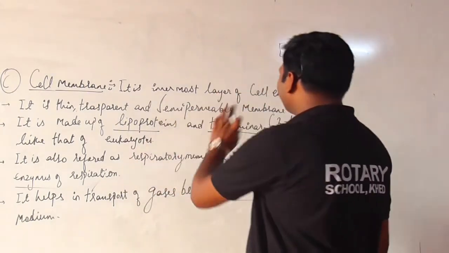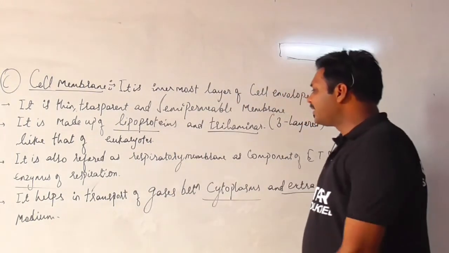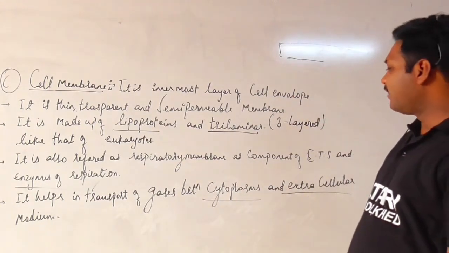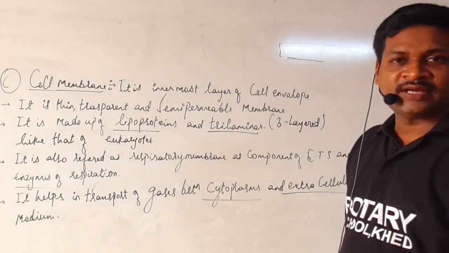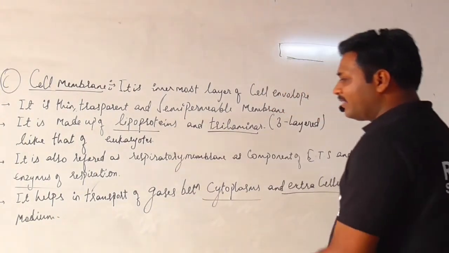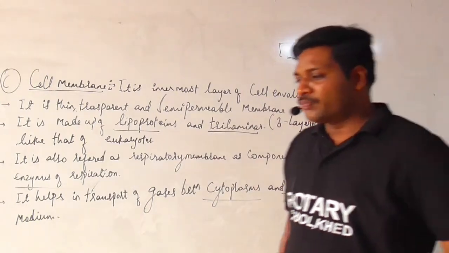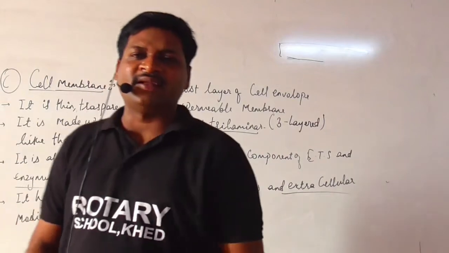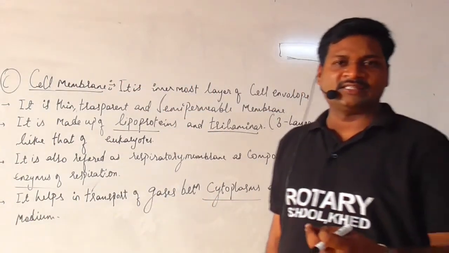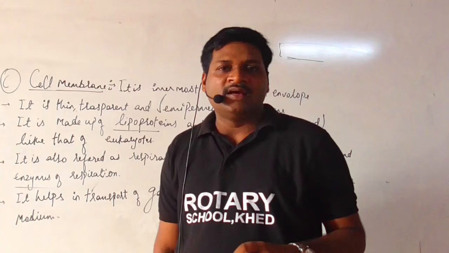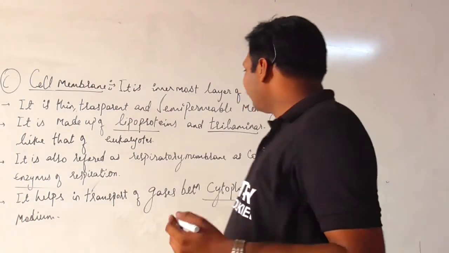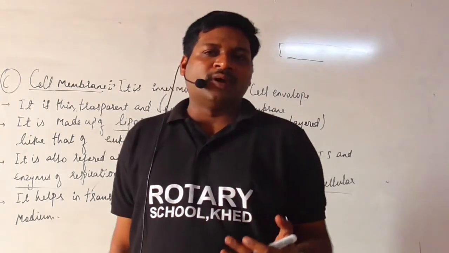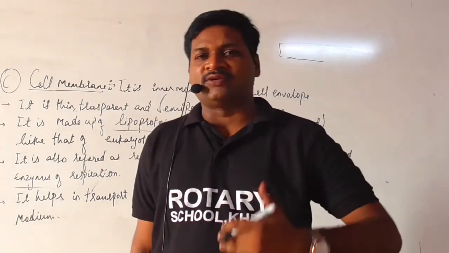So the cell membrane is made up of lipoproteins. It is trilamellar, that is, three-layered. It is referred to as the respiratory membrane, a component of the electron transport chain, and consists of enzymes. Apart from that, it helps in the transport of gases. So the basic function of the cell membrane, or plasma membrane, is the transportation of gases and nutrients, which can be done with the help of processes like active and passive transport.